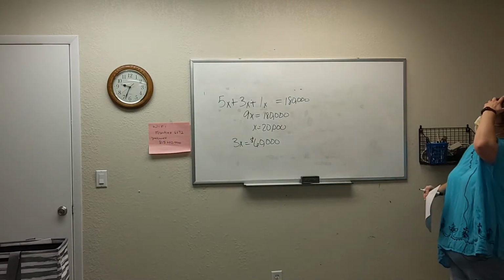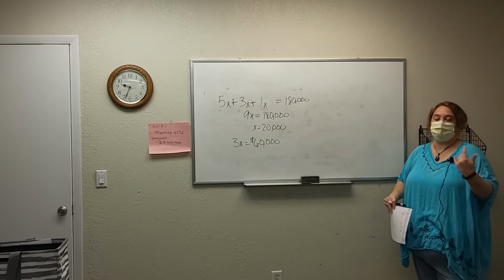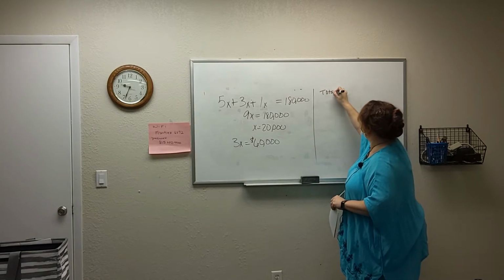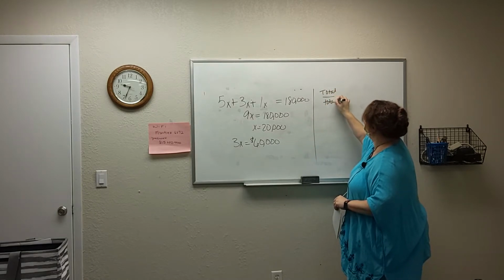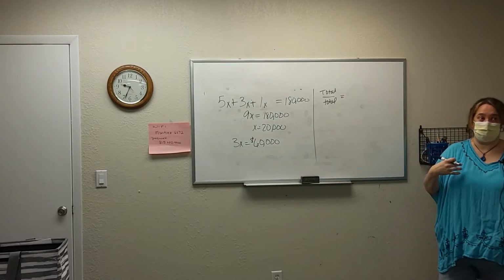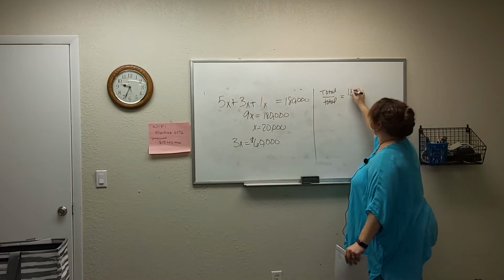Your other way to do the problem is very similar. It just doesn't involve an equation. Your other way to do the problem is what we call total over total. So the total over total method goes like this. You look at the total that they give you in the problem. So the total in our problem is 180,000. Put that on top.